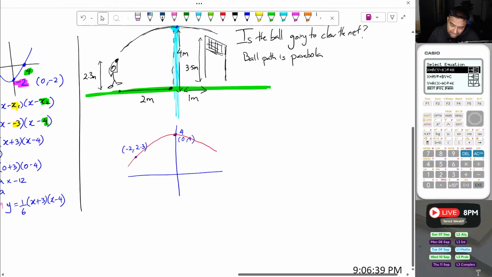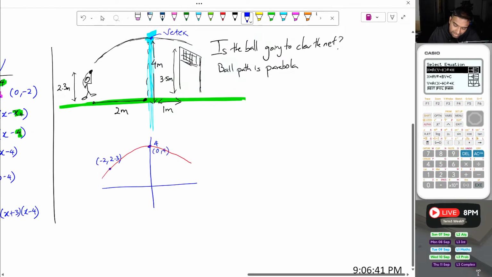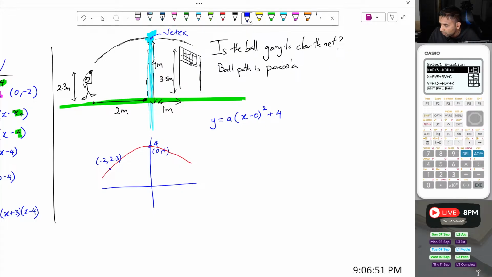So if I look at just the graph here, I am going to get y is equal to a times (x minus 0) squared plus 4, because my vertex is at 0, 4. Max, you can do that as well. That's absolutely fine. You can do 0, 2.3, and 2 and 4. It doesn't matter which way you do it, Max. But let's see if we get the same answer, all right? Let's just have a look.